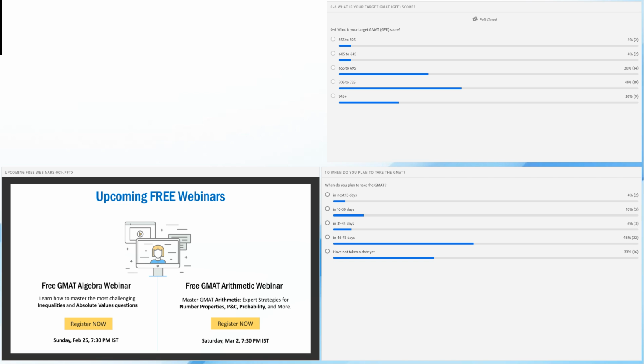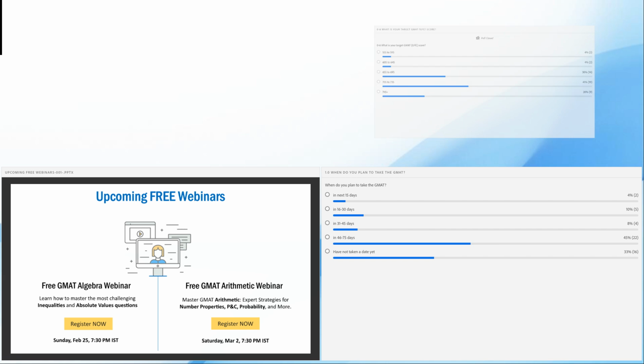What I see over here is about 40% of the class in the 99 percentile zone, 20% in the 100 percentile zone, 30% in the 655 to 695, which is 710 to 750, and then about 8% in the 605 to 645 and 555 to 595. And then the other question I have is, when do you plan to take the test? About 78%, about 80% of you either have more than a month and a half or haven't taken a date as of yet. And 25% of you have your exam in the next 45 days.